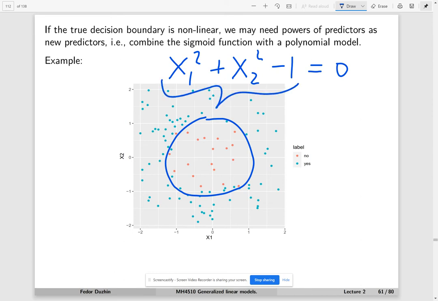Since it has powers of the predictors, it means that we could use powers of predictors and insert them into the sigmoid function. Then we will train a logistic regression with powers of predictors rather than the original predictors. And then we can come up with all sorts of nonlinear decision boundaries.